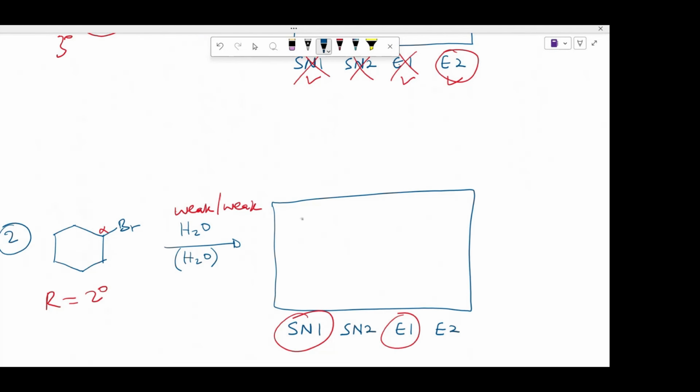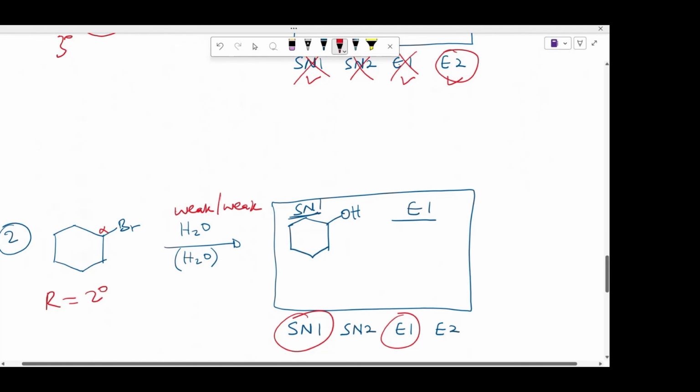So the SN1 product will be such that I will replace the leaving group with the nucleophile. And for my E1 product, I will have to place a double bond between the alpha and the beta carbon. So these will be the 2 products I will have.